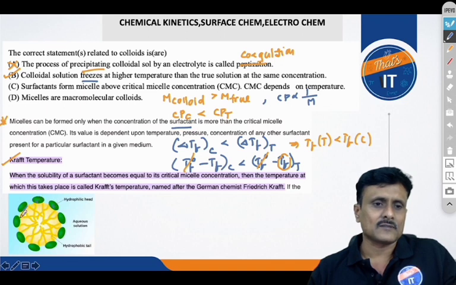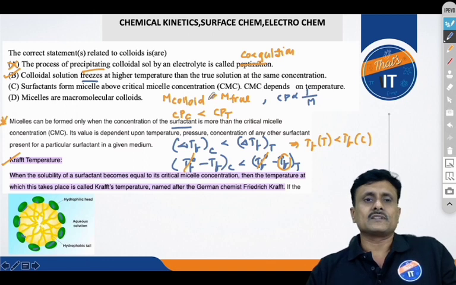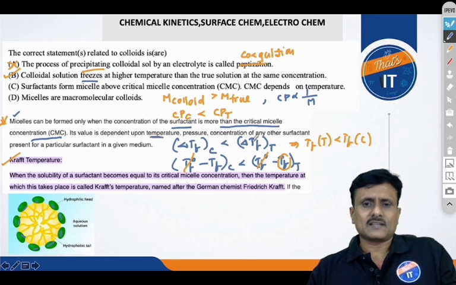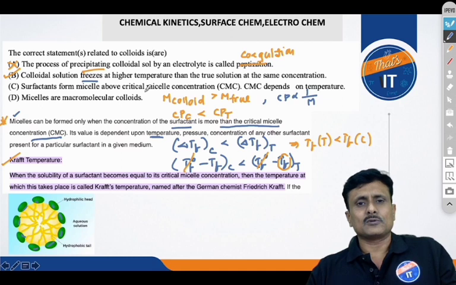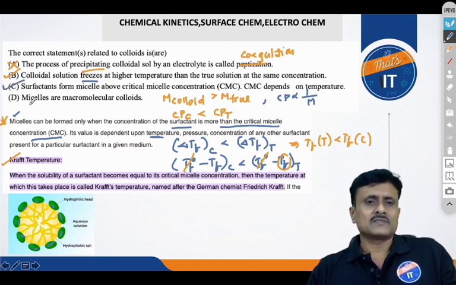Surfactant actually responsible for the formation of the micelle, the concentration of the surfactant is more than that of the CMC value. Alright, then only the micelle formation effectively takes place, and it depends upon the temperature and other factors are also mentioned, right? So surfactant forms the micelle above the CMC, and CMC depends upon the temperature. Correct statement.